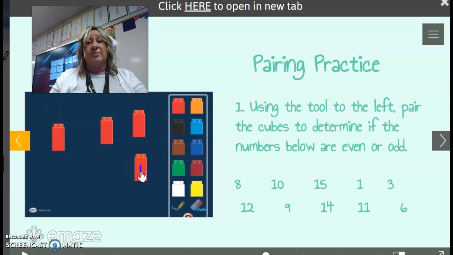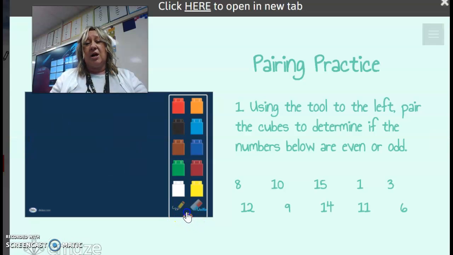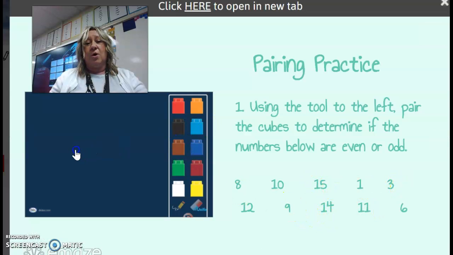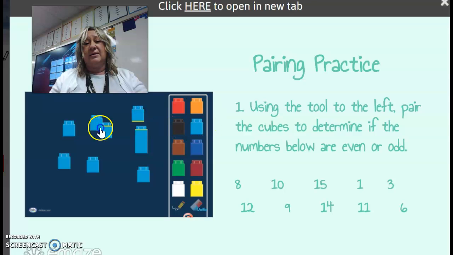So there's 8 cubes. Does everybody have a partner? 2, 2, 2, and 2? Yes, they do. So 8 would be even. So let's try 9. Okay? 1, 2, 3, 4, 5, 6, 7, 8, 9.